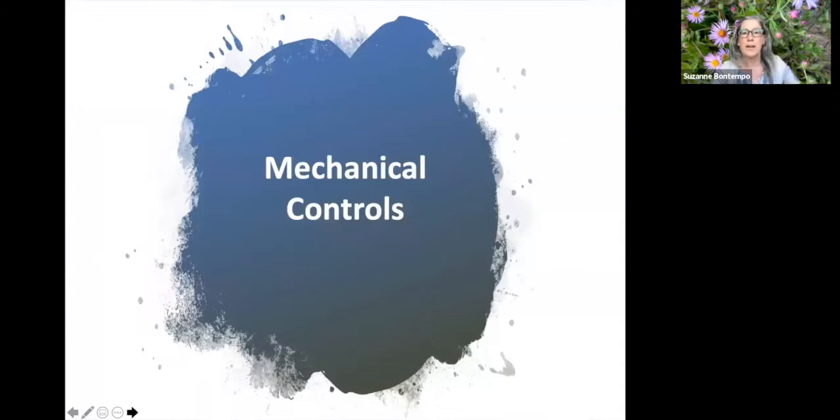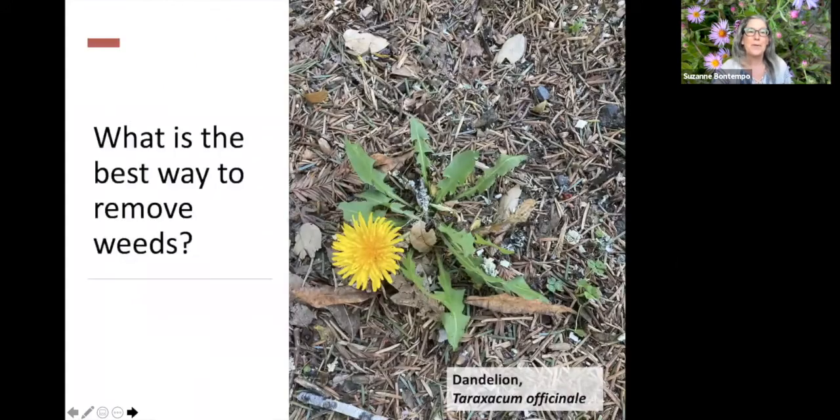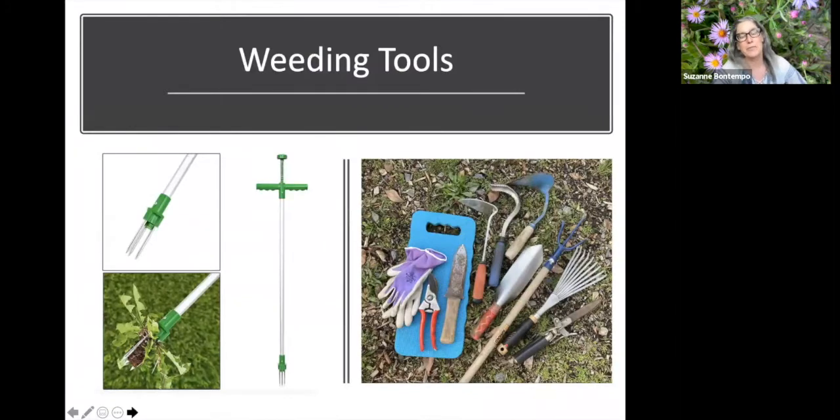So now let's talk about mechanical controls, because I don't know about you, but I've got a garden full of weeds right now, and I already employ all of those practices. So what are the best ways to pull weeds or to remove weeds? It's going to be with weeding tools. Now, no one ever likes to hear this answer, but the best way to manage weeds is to hand pull them. Who's got time for that?